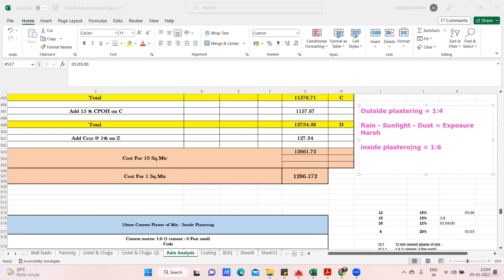In the inside plastering, what happens? Inside plastering, there is no rain. Wherever you have done the plastering inside, it is not exposed to the rain. There is no rain.